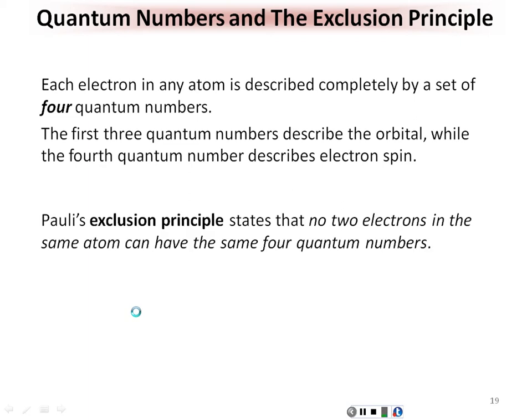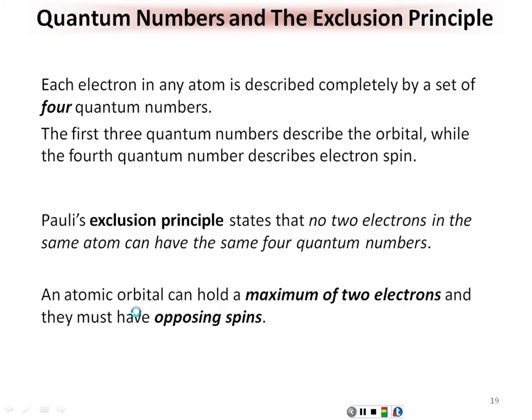Pauli's exclusion principle, you might have heard about that previously. This principle states that no 2 electrons in the same atom can have the same set of 4 quantum numbers. And another way to put that is that each orbital can only have a maximum of 2 electrons. And these electrons in the same orbital have to have opposing spins.